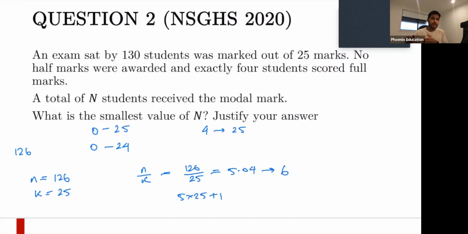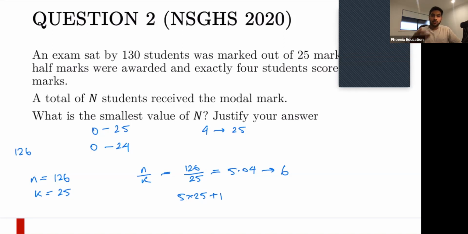Each container by the end will have 5 students each. So each mark will be attained by 5 students. And you have 1 student left over. And that 1 student will need to sit in one of those mark categories. So that means all of them will have 5 people, 25 out of 25 has 4 people, and then one of the marks between 0 to 24 will have an extra person, so 6.